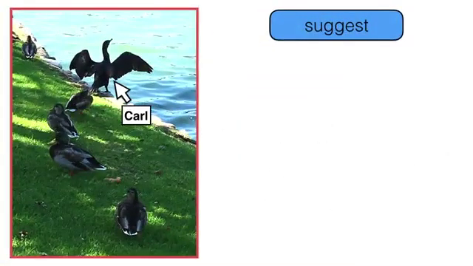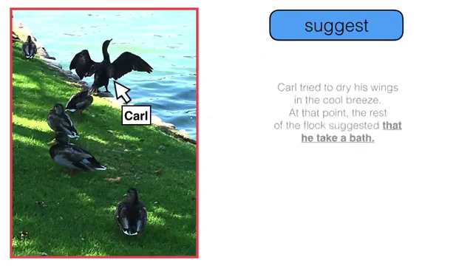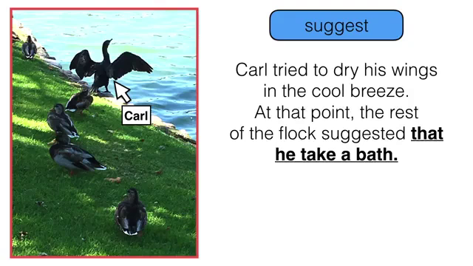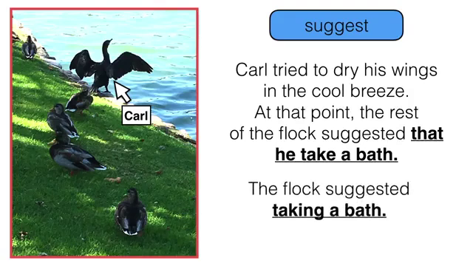Let's look at another example with suggest. Carl tried to dry his wings in the cool breeze. At that point, the rest of the flock suggested that he take a bath. I guess he was dirty. We can reduce the noun clause that he take a bath to taking a bath. The flock suggested taking a bath.